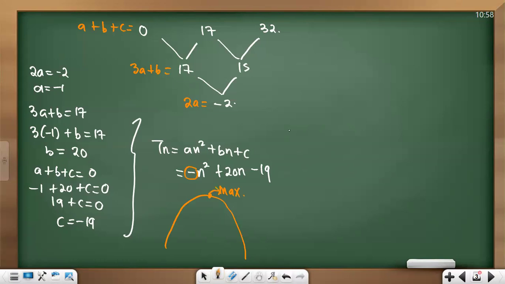How do we get the maximum term? n equals negative b over 2a, and that will be negative into 20, all over 2 into negative 1. Your answer would be, am I correct? Yes, that will be 10.